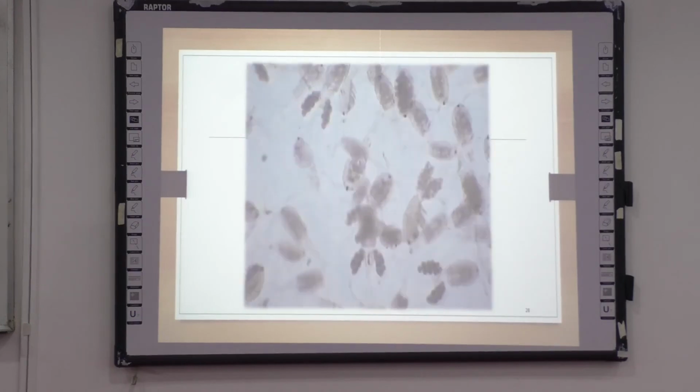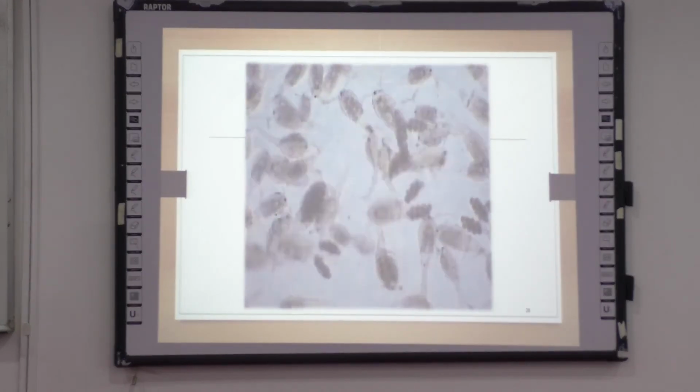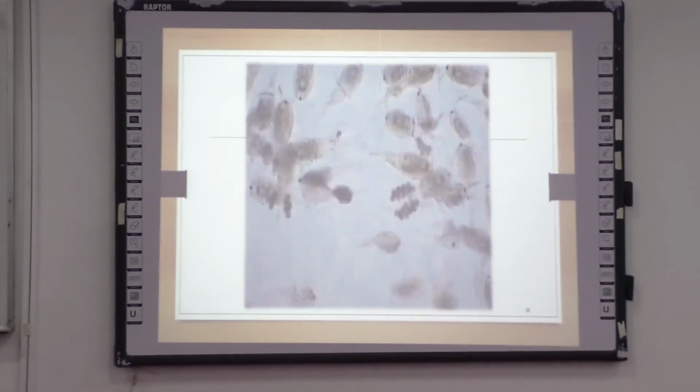Let us see the cyclopoid high density culture which has been done by us in our lab.